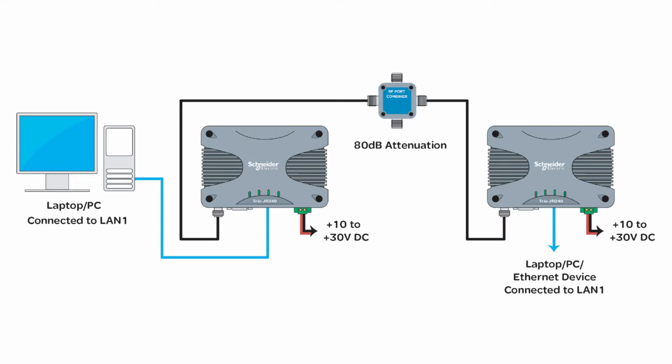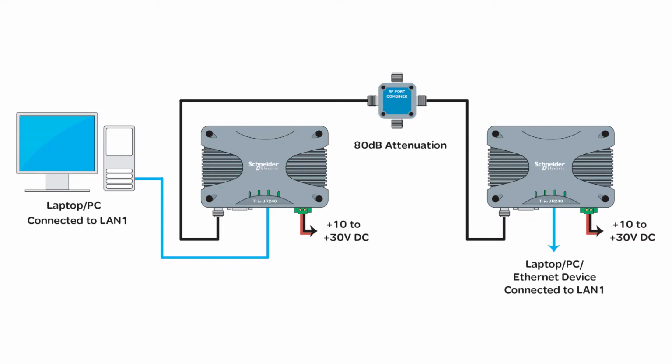Check the attenuator power ratings against the configured transmit power of the radio. DC power connection. Ensure each radio is wired using the correct polarity and that the power supply is regulated and has adequate current delivering capacity. For other power supply options, please refer to the user manual.